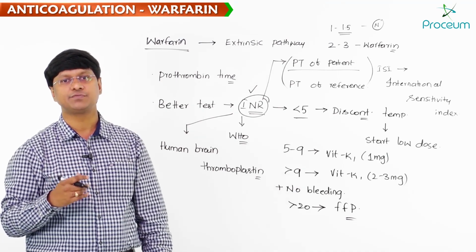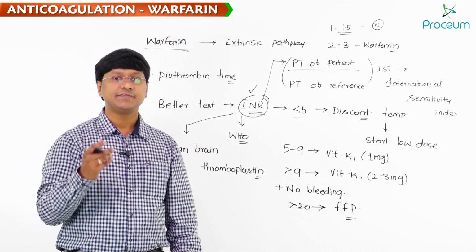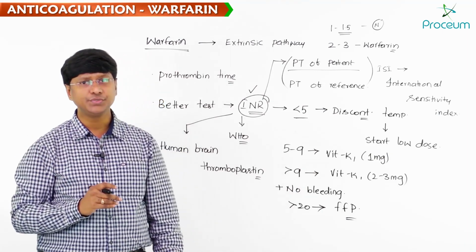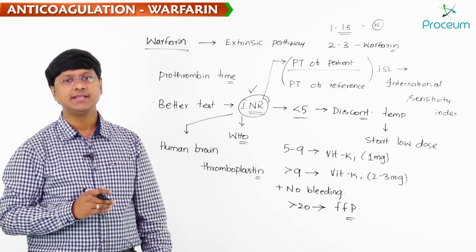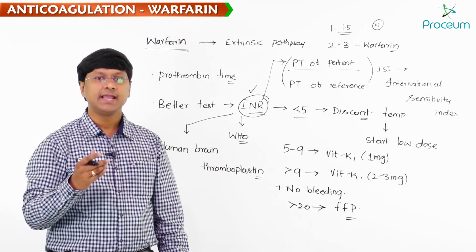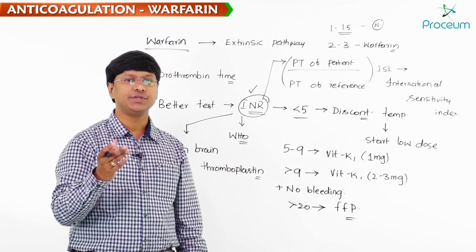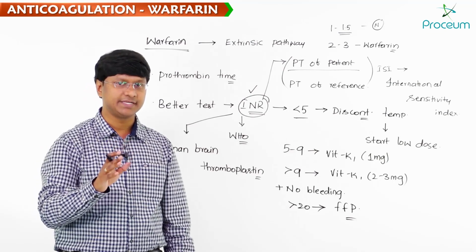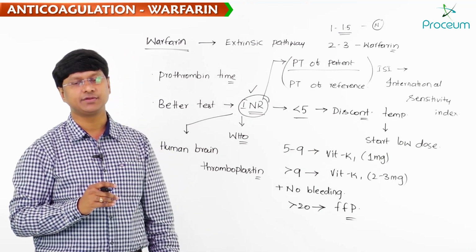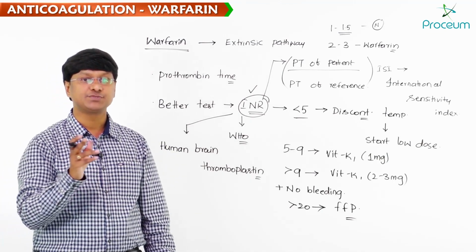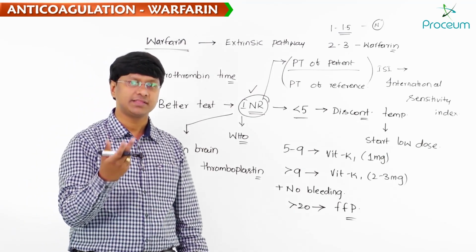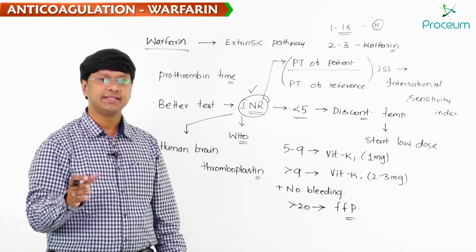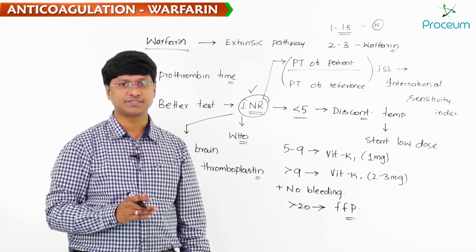Now the management of warfarin overdose. If INR is less than 5, that is above the therapeutic range, you need to discontinue warfarin temporarily and then start at a low dose. If the INR is between 5 to 9, you need to give vitamin K of 1 milligram. If it is more than 9 but there is no bleeding, you need to give vitamin K1 of 2 to 3 milligrams. And if it is more than 20 or there is bleeding, then immediately you have to give fresh frozen plasma.